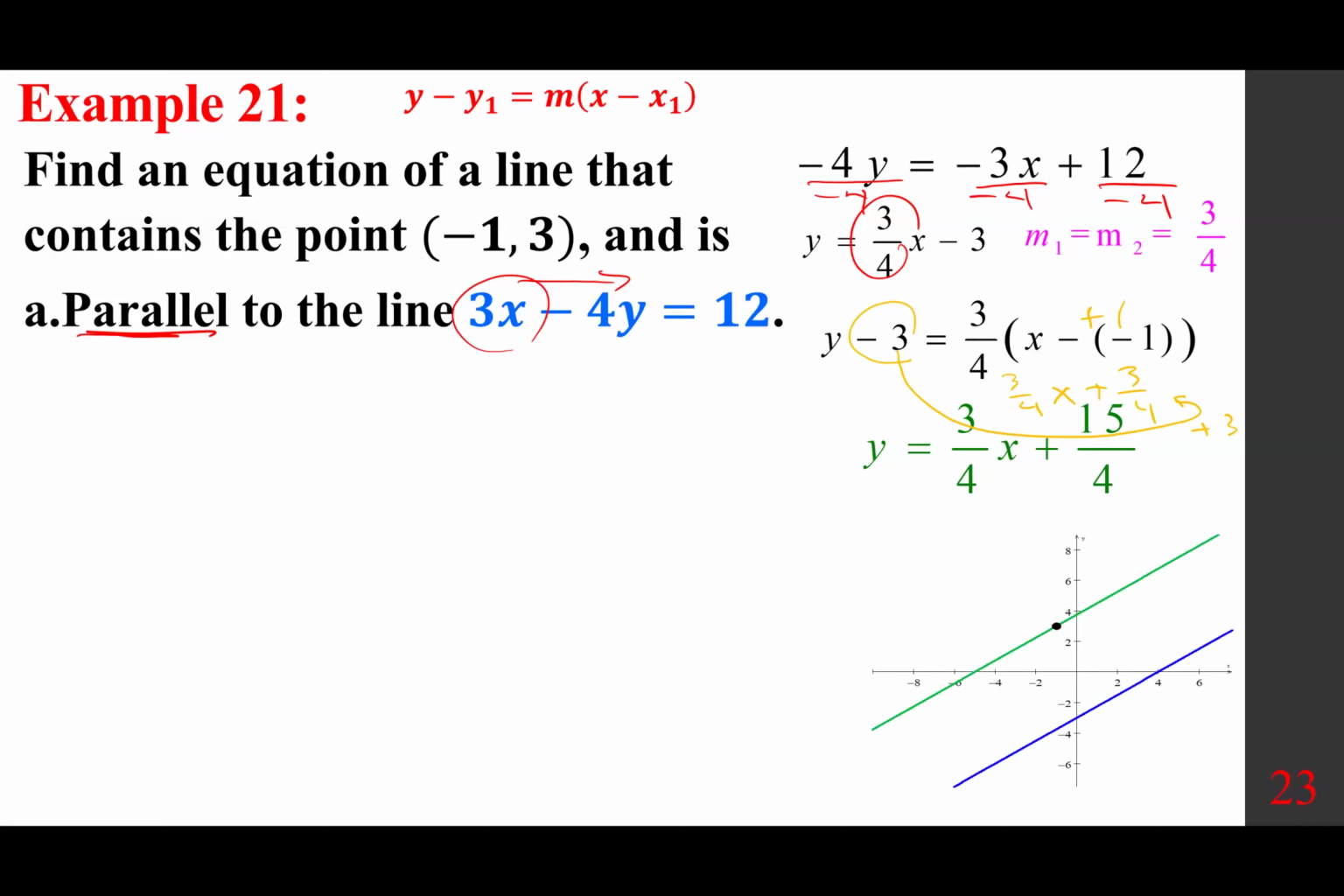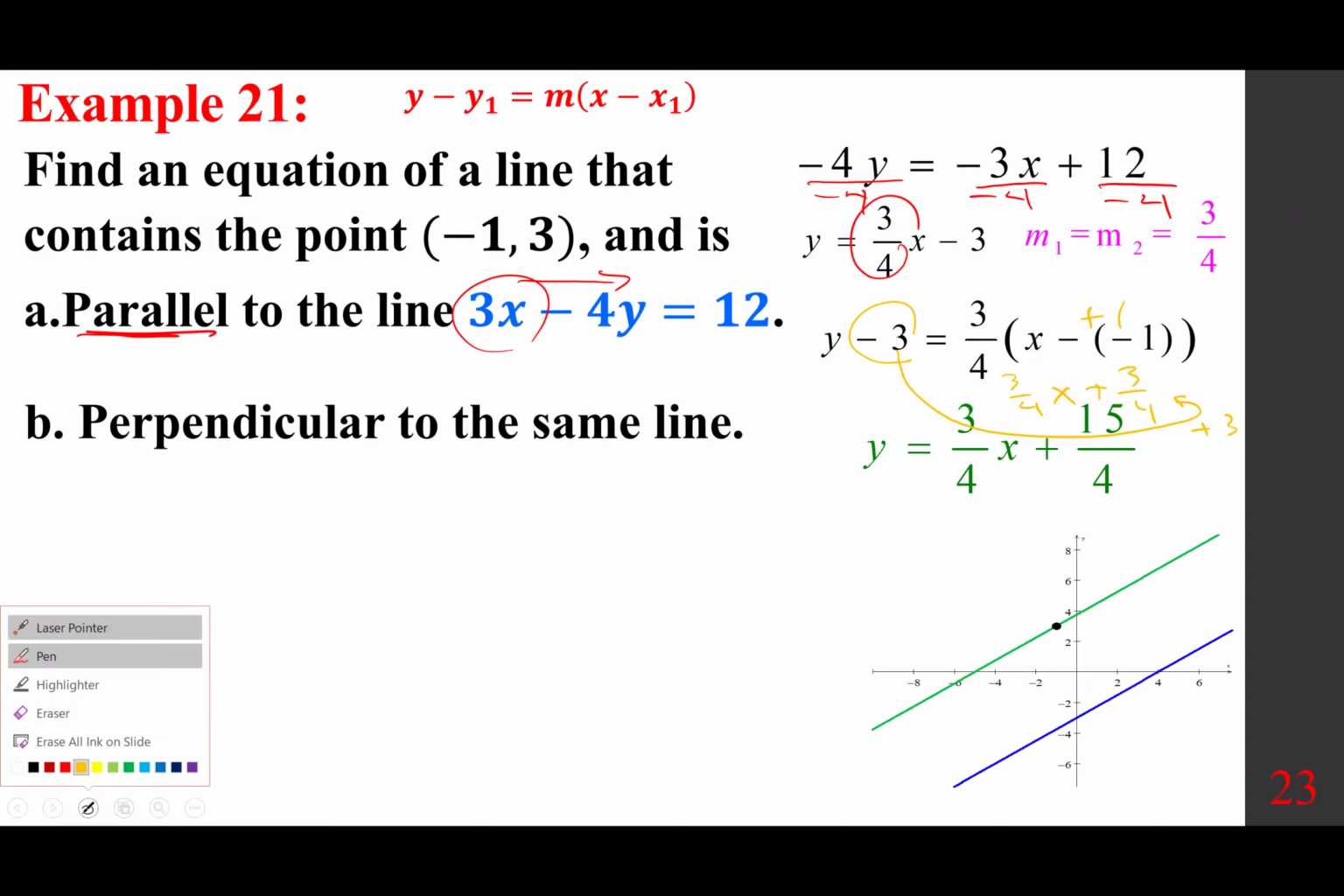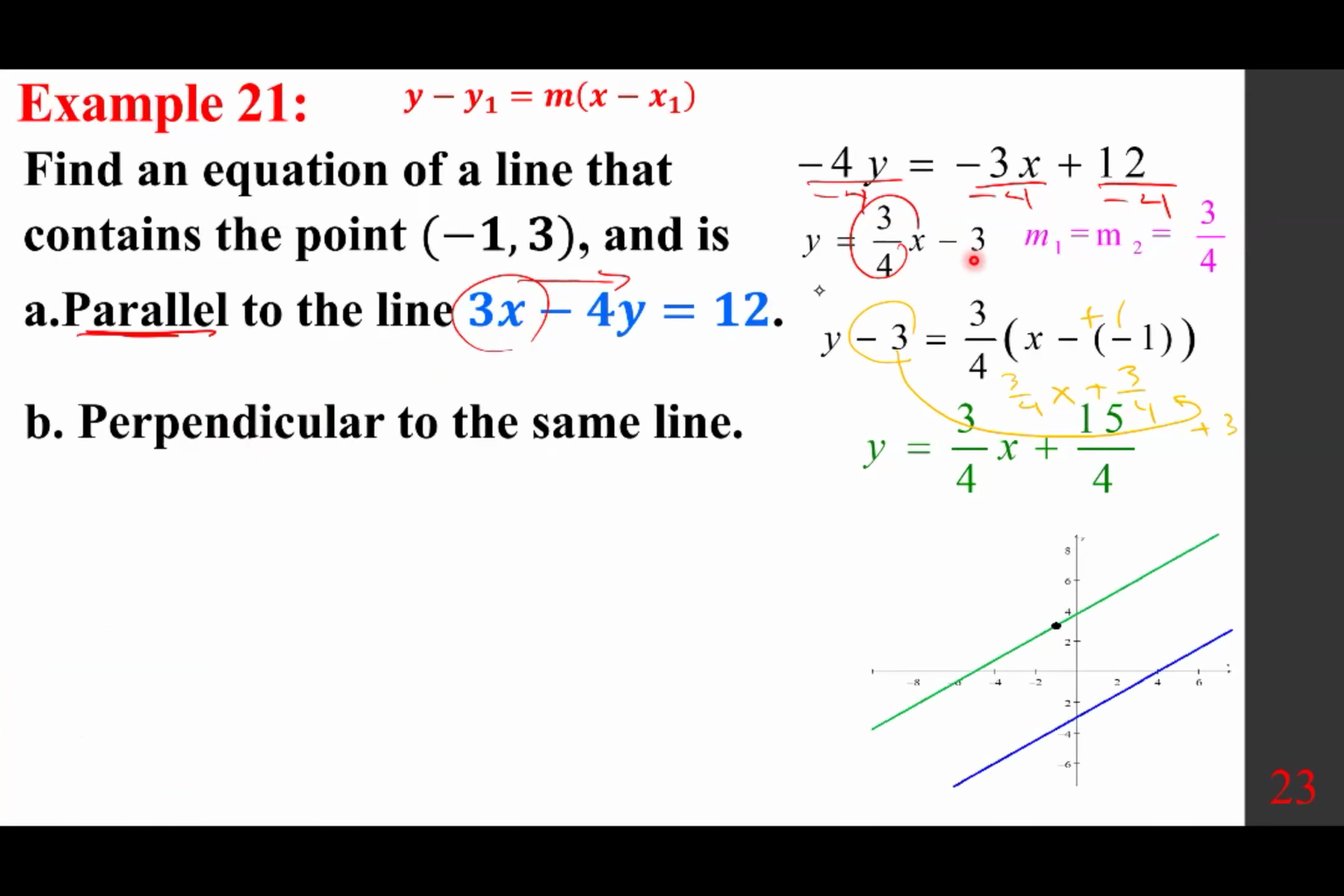Same situation. So those are the two lines in case. Same situation, but we want it to be perpendicular to the same line. So now, if the slope of this line, we showed that it's 3/4, the one perpendicular to it is the negative reciprocal of this number, -4/3, everybody.